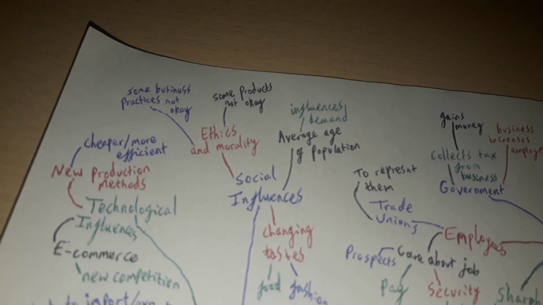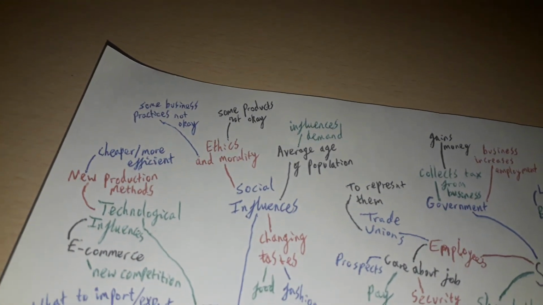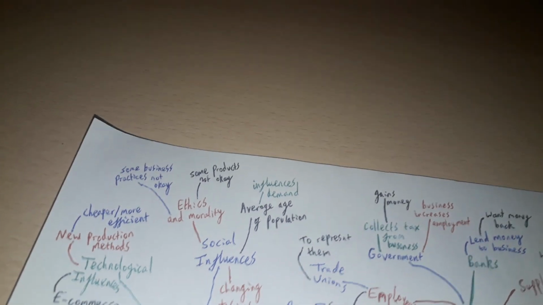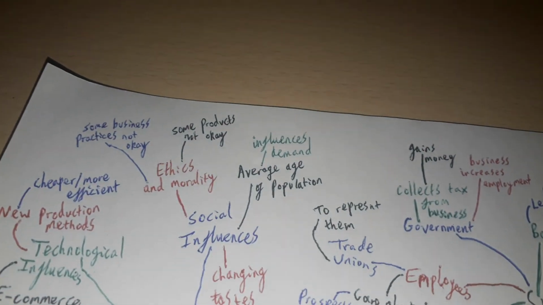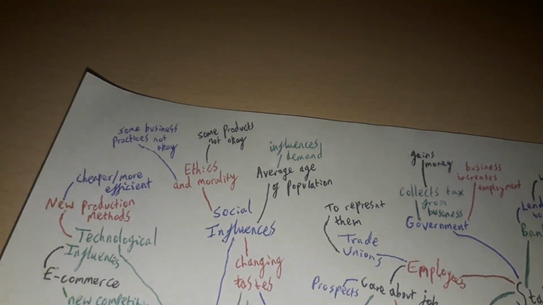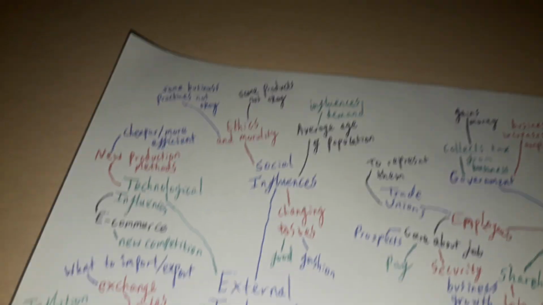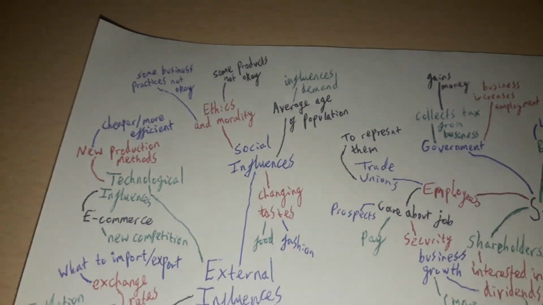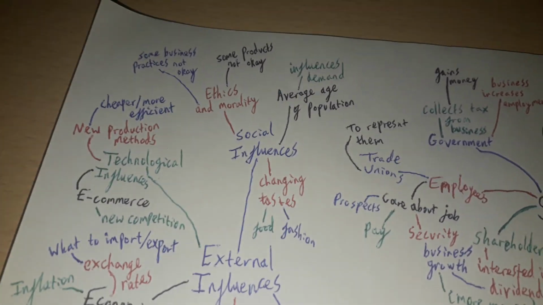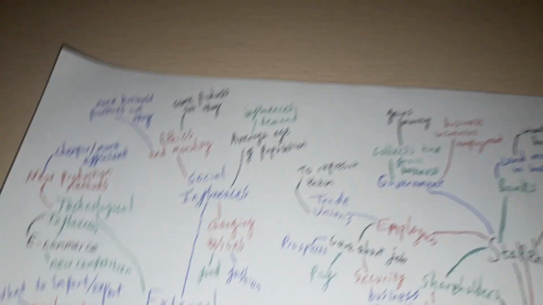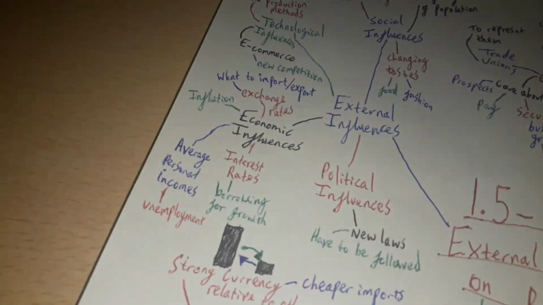Ethics and morality. So some people will decide not to buy a product or to buy a product depending on how ethical or moral it is. So they can decide like that some products aren't okay, so I'm not going to buy it. Some business practices are not okay, so I'm not going to buy anything from that business. That's the whole thing about brand image. You've got to have a positive brand image, or socially, people can all decide, we're not buying from there. And you know what you need? You need the customer. They're important.